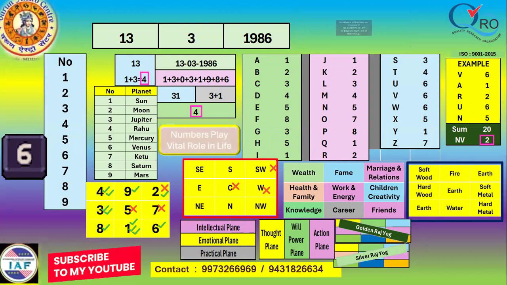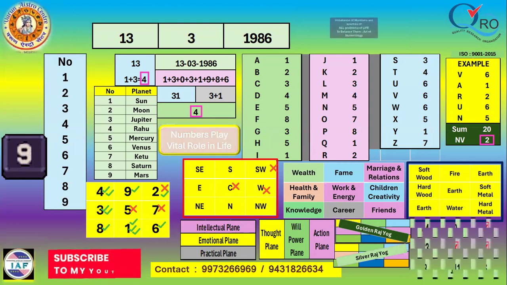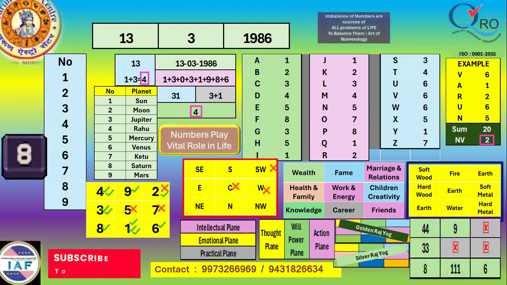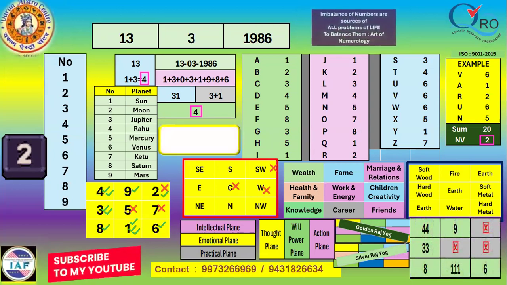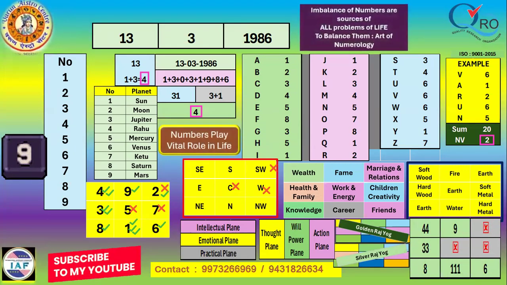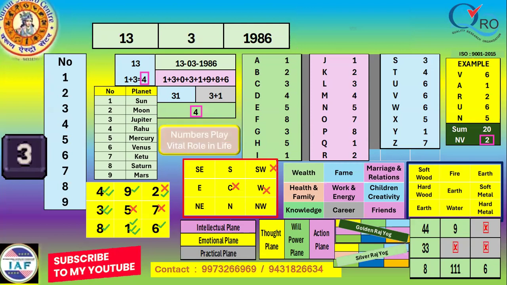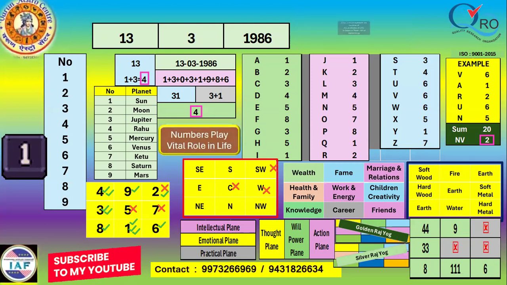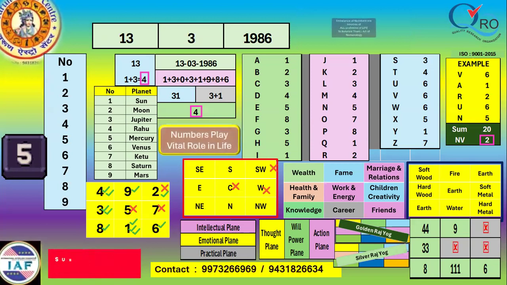So when we calculate the grid where it is created, this grid is again in this way: 44, 9, 33, 5 is missing, 8, 111, 6. So the native has 111 there. What will be the impact? Sometimes ego may harm the native.